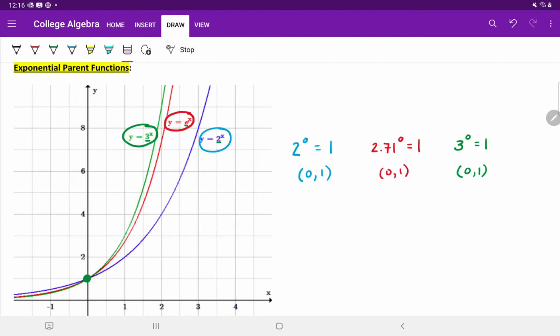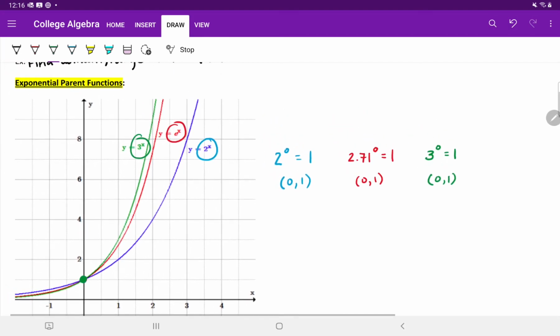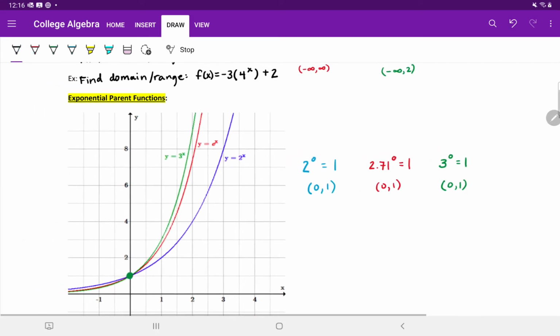One other thing to notice is that we're going to have a different parent function for each base, right? 2 to the x is a different parent function than e to the x, which is a different parent function than 3 to the x. So these all 3 would be considered parent functions. It's not like you just have one exponential parent function. You've got one for each base.